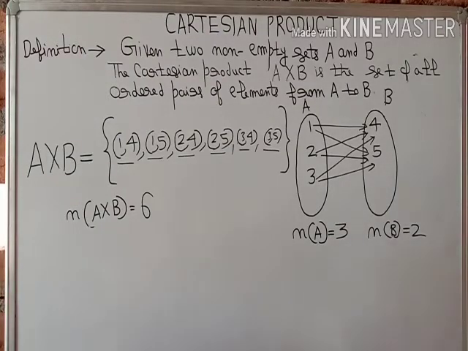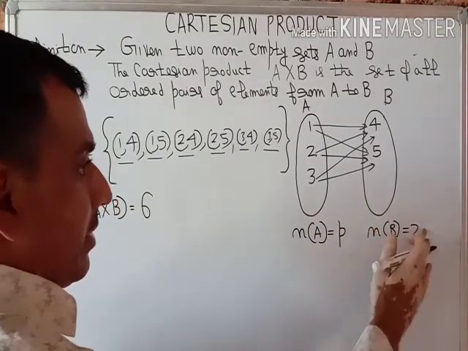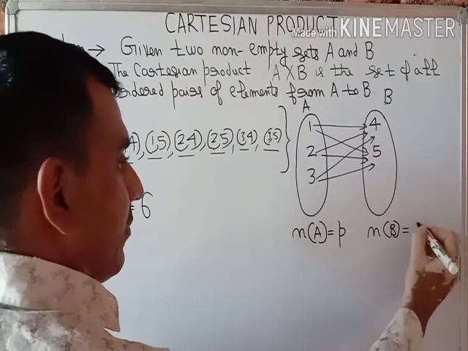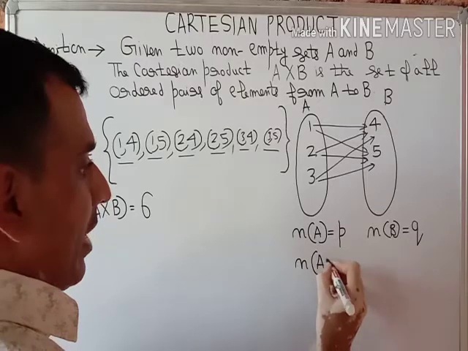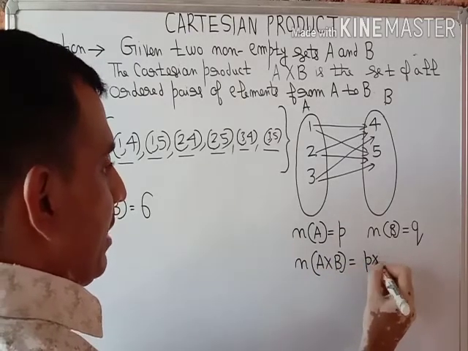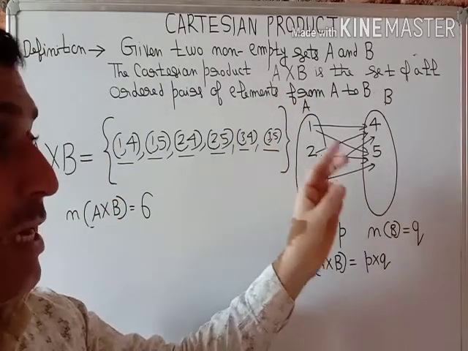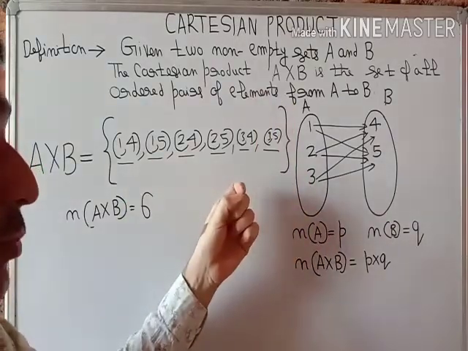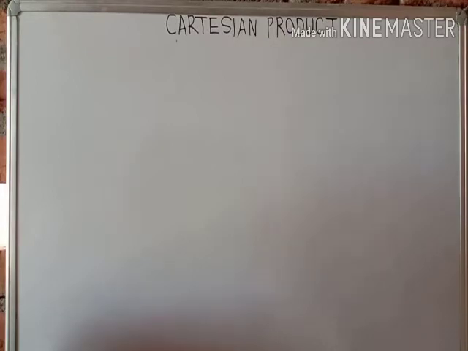And you can say one thing here. As per this observation, if any set A has P elements, and set B has Q elements, then the number of elements of their Cartesian product would be equal to P multiply Q. A has 3 elements, B has 2 elements, and in their Cartesian product 3 multiply 2, I mean 6 elements. Now let us discuss some facts of Cartesian product.